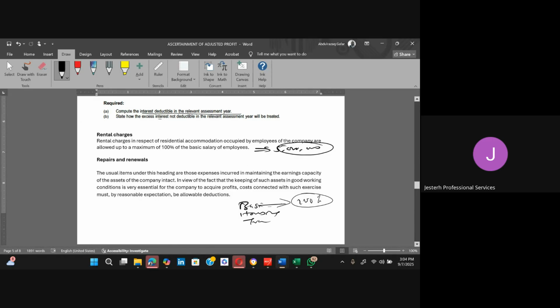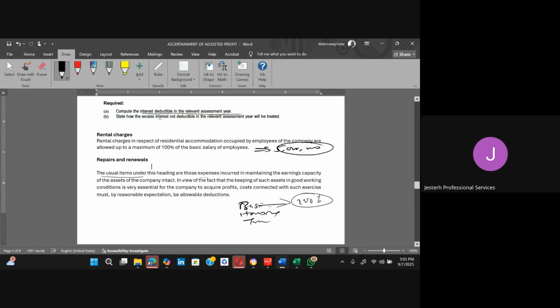Then the repairs and renewals. The usual items under this heading are those expenses incurred in maintaining the earning capacity. So what we are saying here is that for just normal repairs and maintenance expenses, not the ones that will enhance the capacity. If on a normal day you just grease, you just do a normal repair that does not have to do with enhancing the capacity of that machine, that is the one that could be allowed for the deduction.